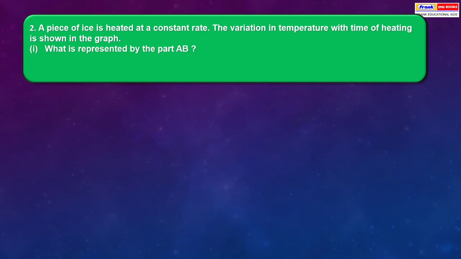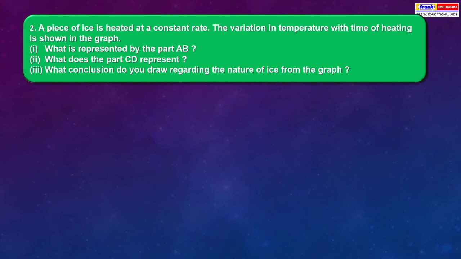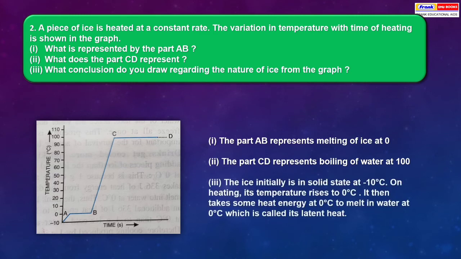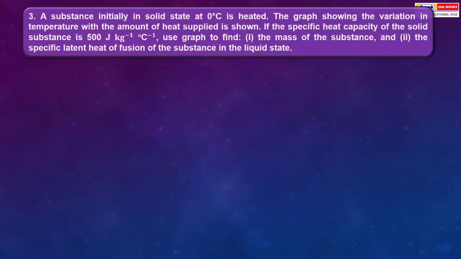What is represented by part AB? What does the part CD represent, and what conclusion do you draw regarding the nature of ice from the graph? First, the part AB represents melting of ice at 0 degrees Celsius. Second, the part CD represents the boiling of water at 100 degrees Celsius. Third, the ice initially is in solid state at minus 10 degrees Celsius. On heating, its temperature rises to 0 degrees Celsius. It then takes some heat at 0 degrees Celsius to melt into water at 0 degrees Celsius, which is called its latent heat.